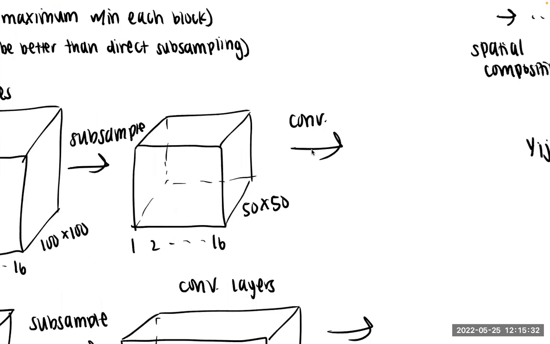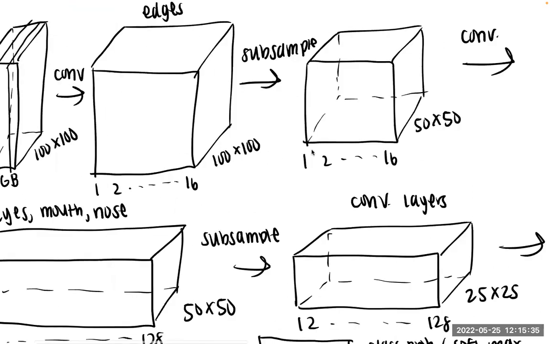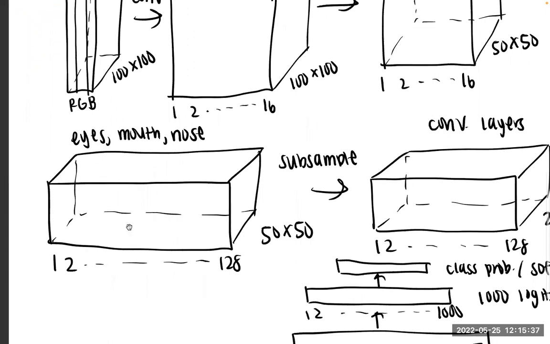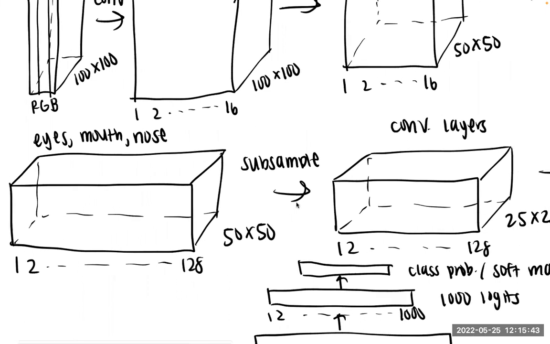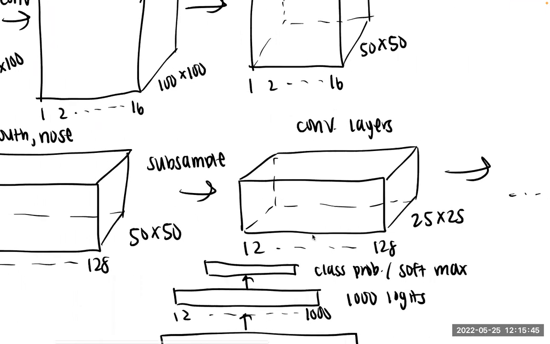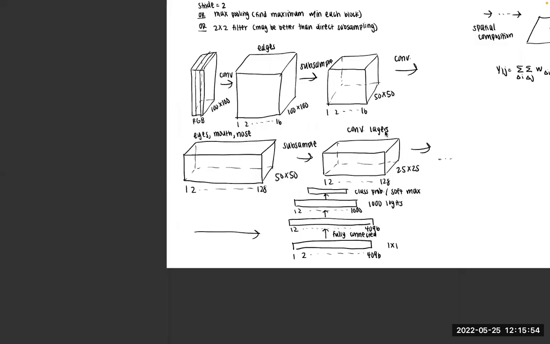For this convolution, we then get to this one. Maybe we make it bigger, so it's 128 channels and 50 by 50. And again, we do subsample. So we still have 128 channels, but the map becomes 25 by 25 after this subsample. Okay, and then we continue.